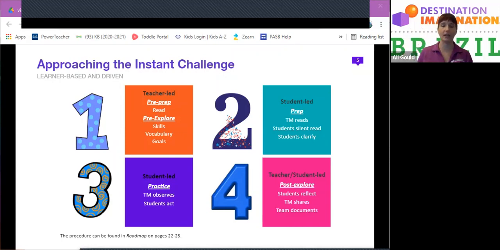They're there in the roadmap, that you want to ask after you do an instant challenge, about thinking about what their process was, what they would do differently, how they could have used materials in a different way, how they used materials in an effective way, what are their goals for the next time when they go into an instant challenge again. So we're going to go back to what are our goals next time.